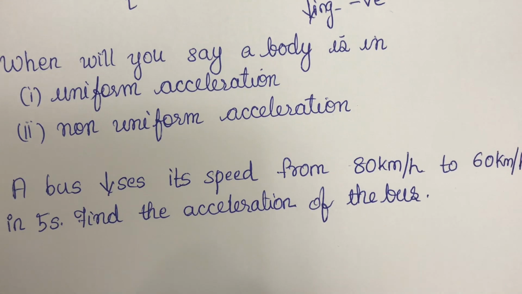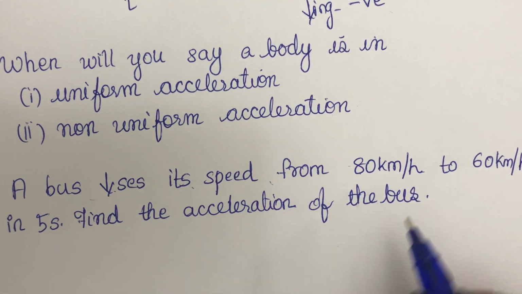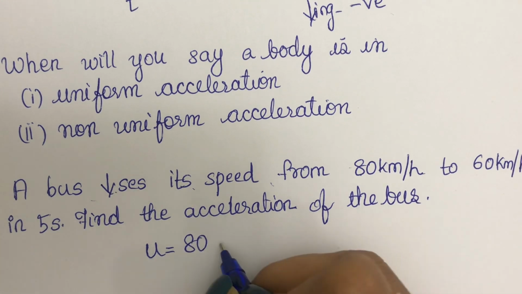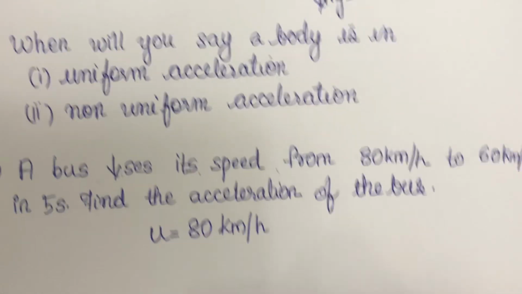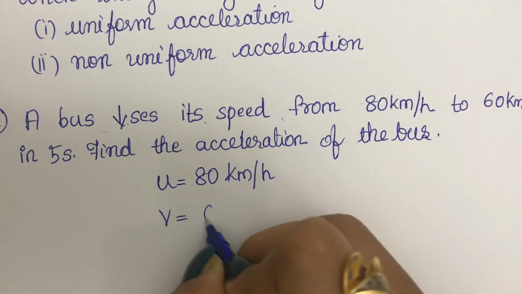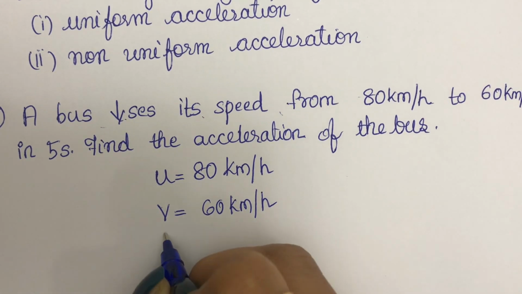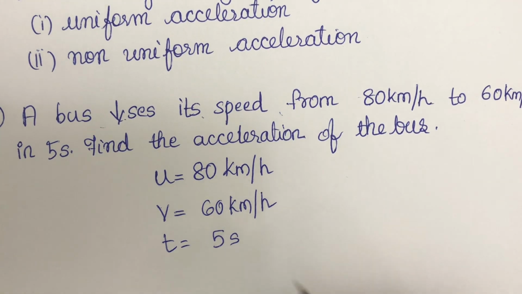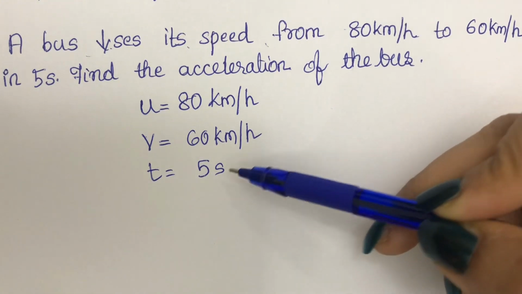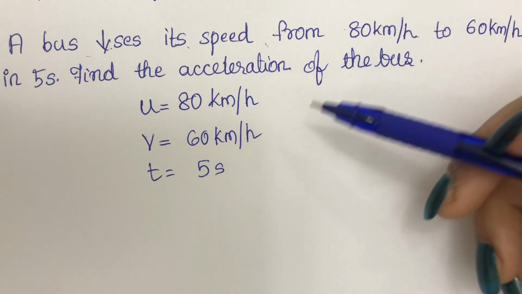So we'll write what is there in this numerical. What is given, we'll write first. The bus decreases its speed from 80 to 60. So first, initial velocity u is 80 km per hour, and v, final velocity, is 60 km per hour, and time given is 5 seconds. See, here it is in kilometer per hour, and this is in seconds. So we have to convert kilometer per hour to meter per second.